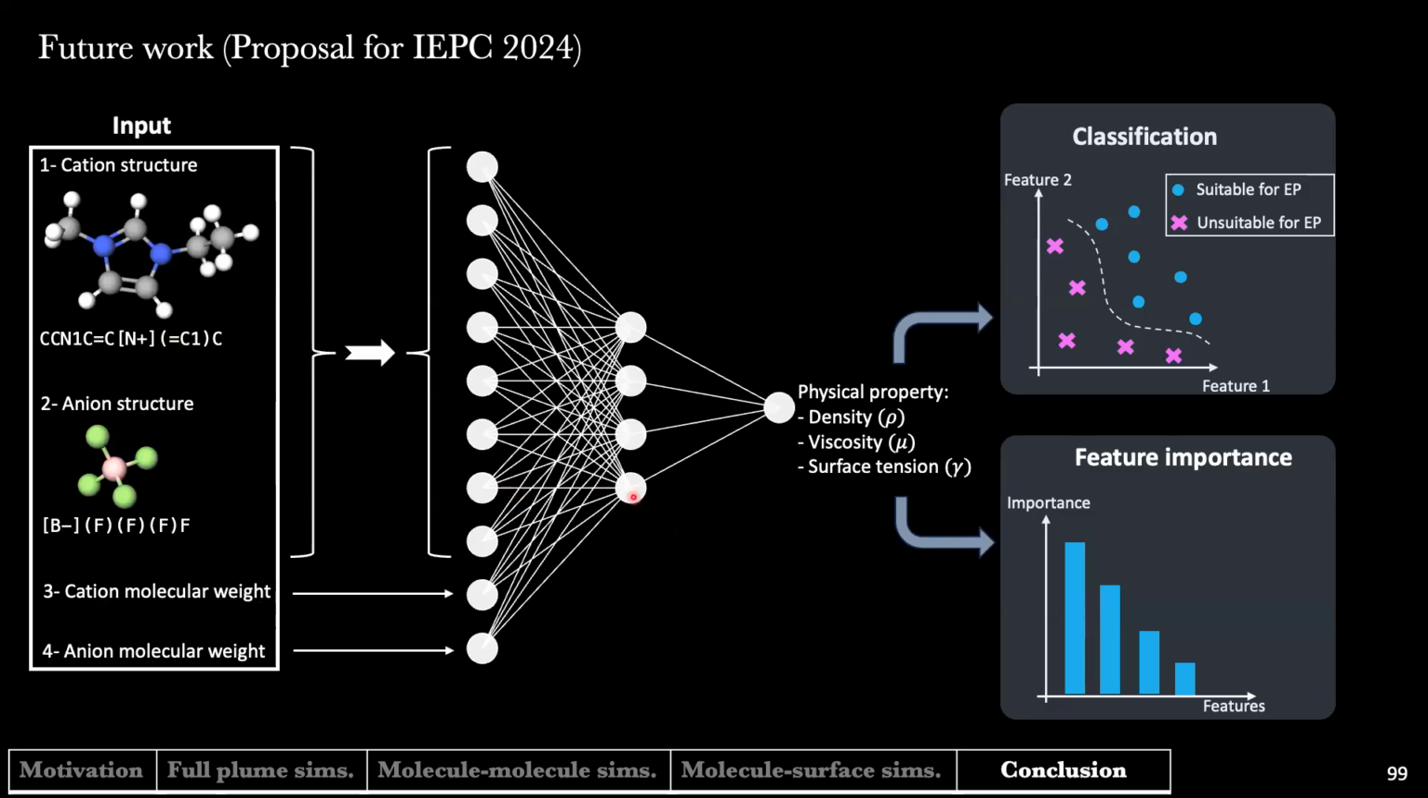And then the neural network can predict some physical properties of these ionic liquids, such as the density, the viscosity, and the surface tension. And then I'm also planning to do a classification, based on structural features, of the ionic liquids that are suitable or not suitable for electric propulsion. And then we can also do a feature importance analysis based on the structural features.